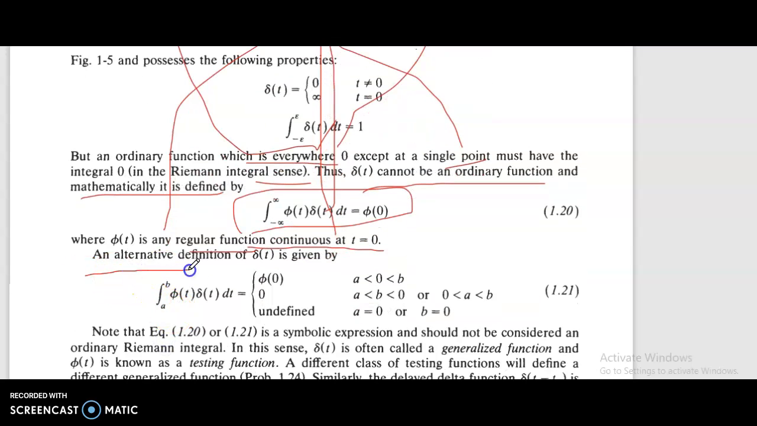An alternative definition of delta of t is given by the integral from a to b of phi of t delta of t dt equal to phi of 0, when a is less than 0 and 0 is less than b. It is 0 when a and b are both less than 0, or 0 is less than a is less than b. It is undefined when a equals 0 or b equals 0.